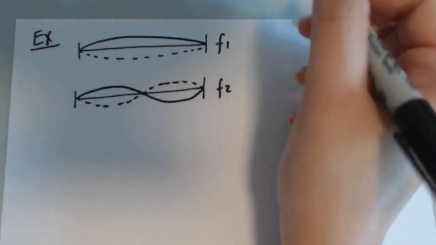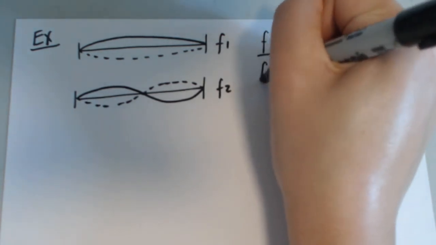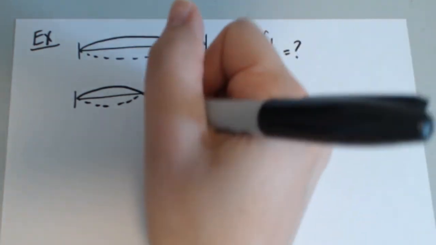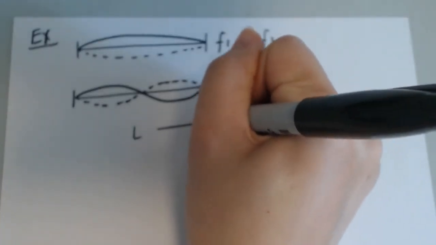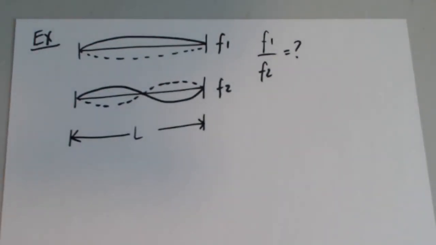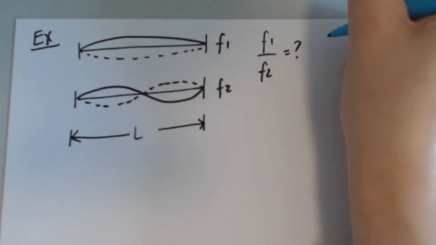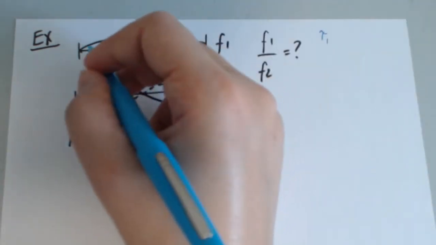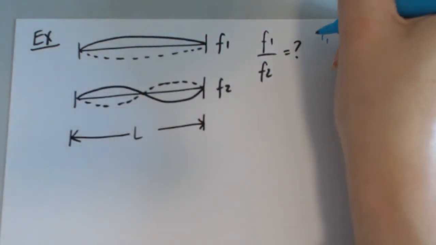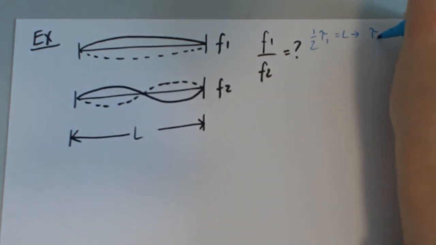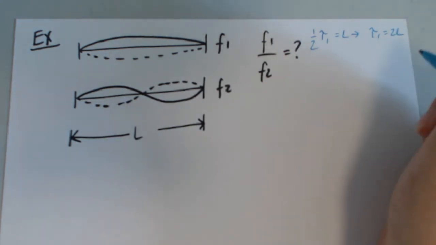All right. So we have to come up with a ratio of F1 over F2. Now, since they have the same length, so I'll just call that L, I'm going to come up with an expression for each of them in terms of their wavelength. So for the top one, I can clearly see that lambda 1, well, how many lambda 1s fit into L? I can see that half a wavelength is fitting. So 1/2 lambda 1 is equal to L. So therefore, lambda 1 equals 2L.